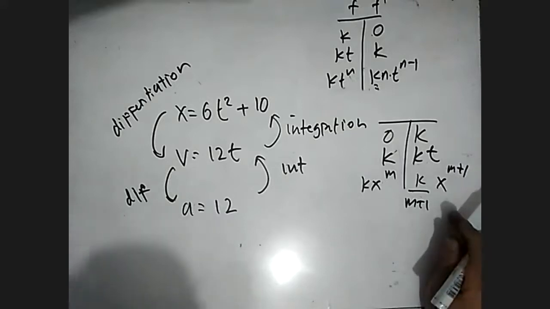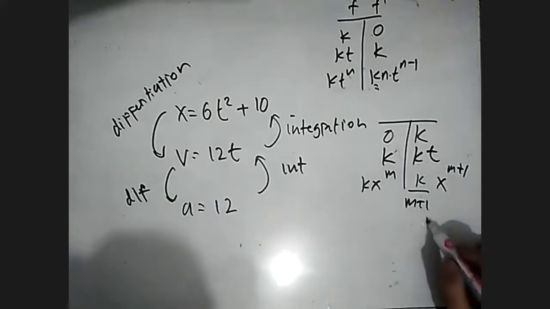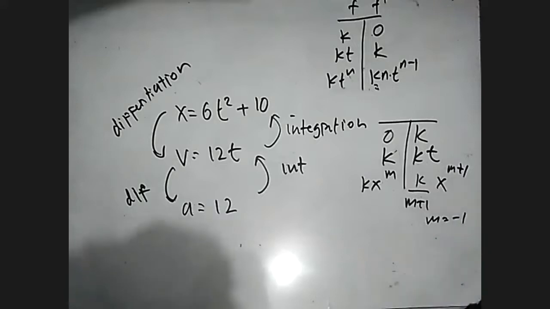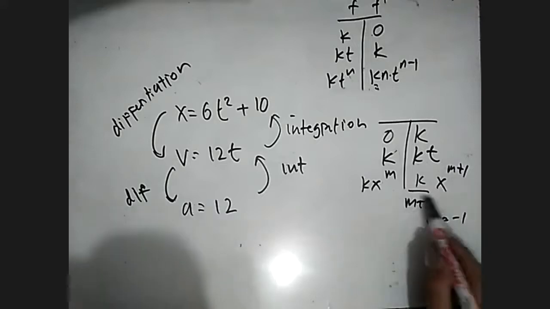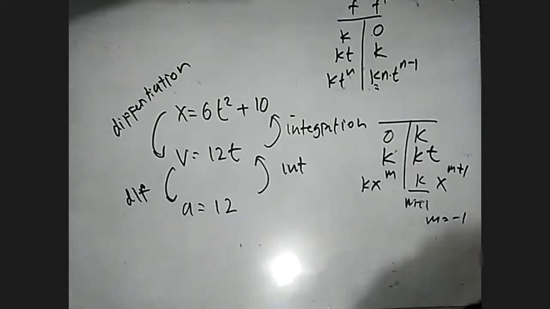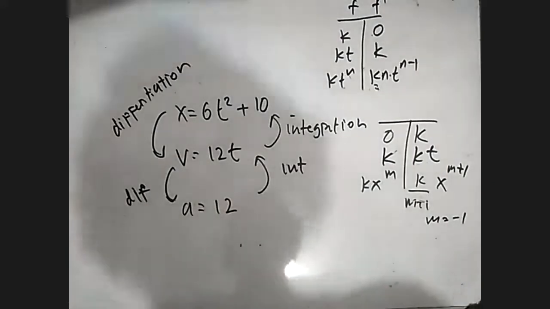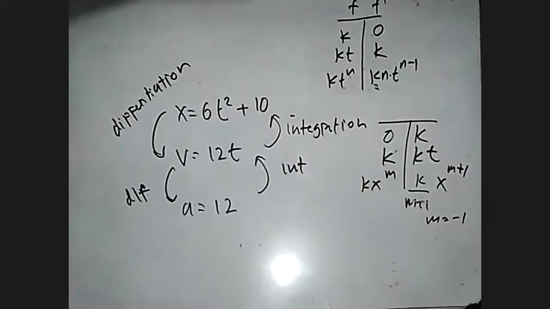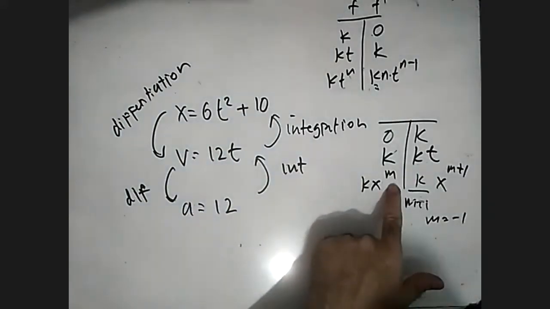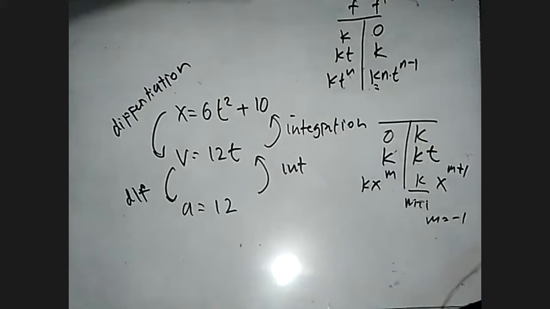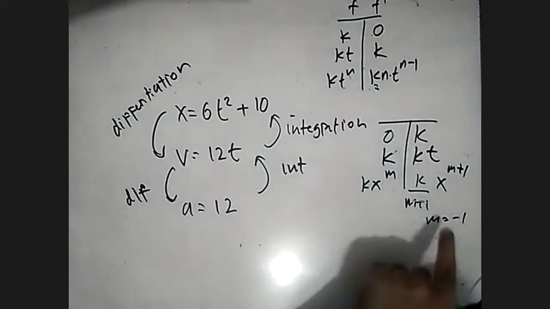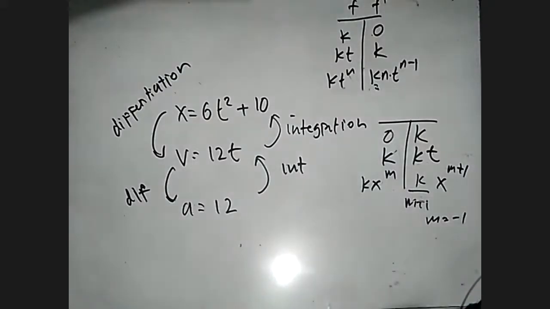But there is an exception here, except when m is negative 1. Why? Because it becomes 0. Don't worry. In our mathematics, in our mechanics here, we never have x to the power of negative 1. So we can ignore the exception for the time being.